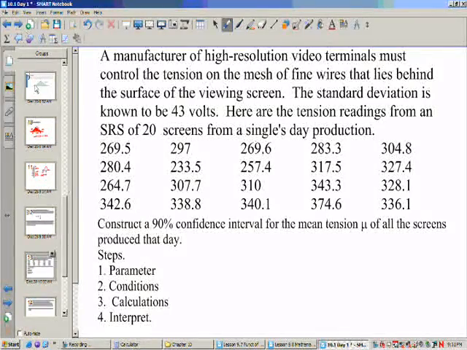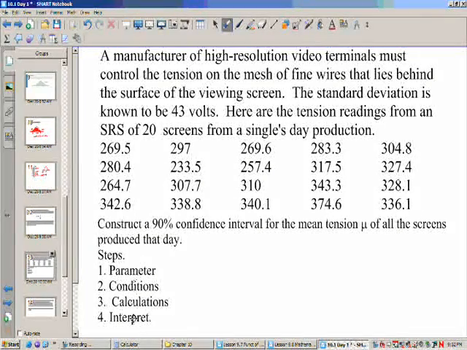So here's an example. A manufacturer of high-resolution video terminals must control the tension on mesh fine wires that lie behind the surface of the viewing screen. The standard deviation is known to be 43 volts. Here are the tension readings from an SRS of 20 screens from a single day. Construct a 90% confidence interval for the mean tension, mu, of all screens produced that day.